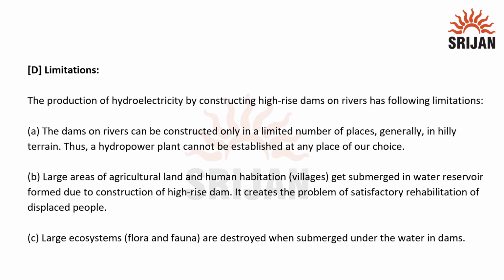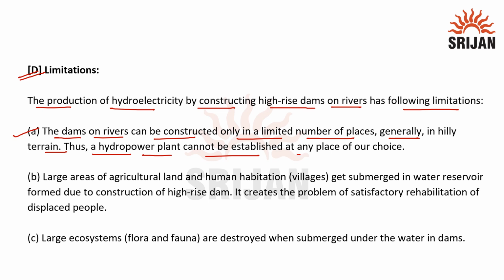Moving ahead, let's understand about the limitations. The production of hydroelectricity by constructing high-rise dams on rivers has the following limitations. A. The dams on rivers can be constructed only in a limited number of places, generally in hilly terrain. Thus, a hydropower plant cannot be established at any place of our choice.